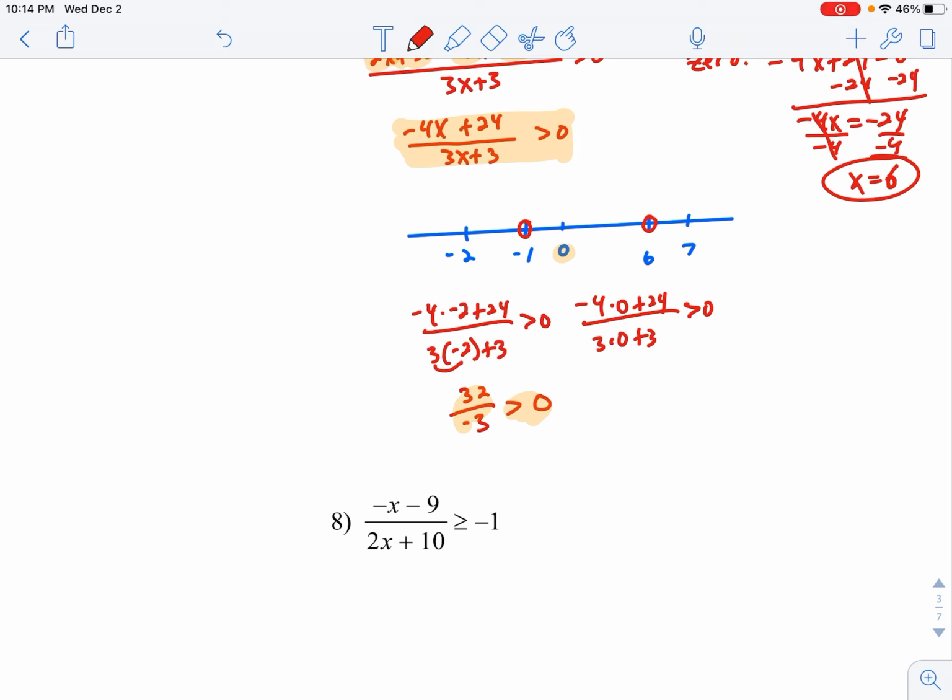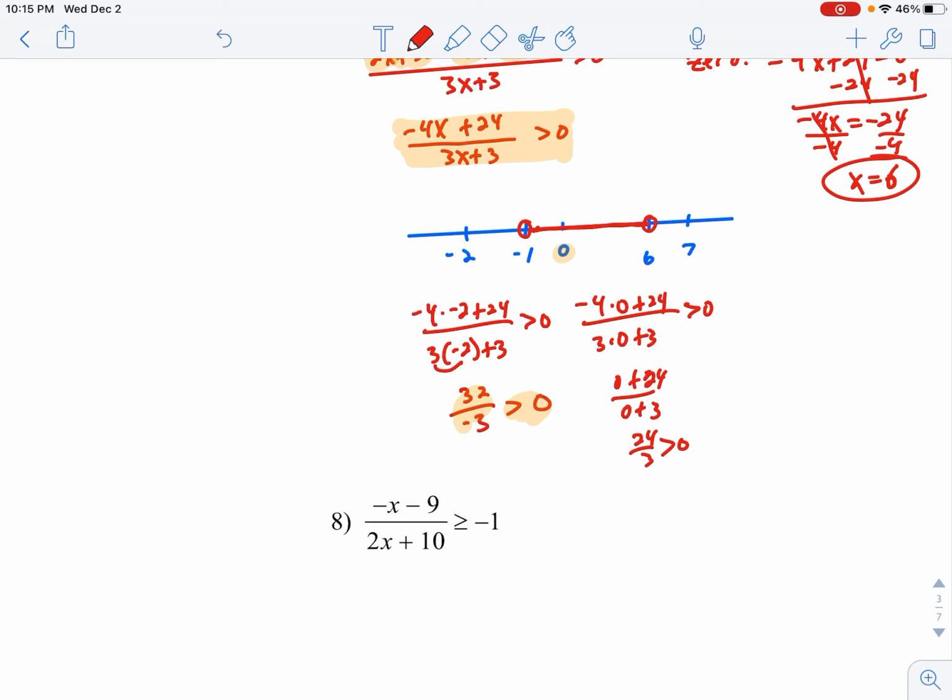Let's see, that's going to be 0 plus 24 over 0 plus 3. 24 over 3. Is that greater than 0? Yes, it is. So that gets shaded in. Make it a little darker. Now let's do the third interval.